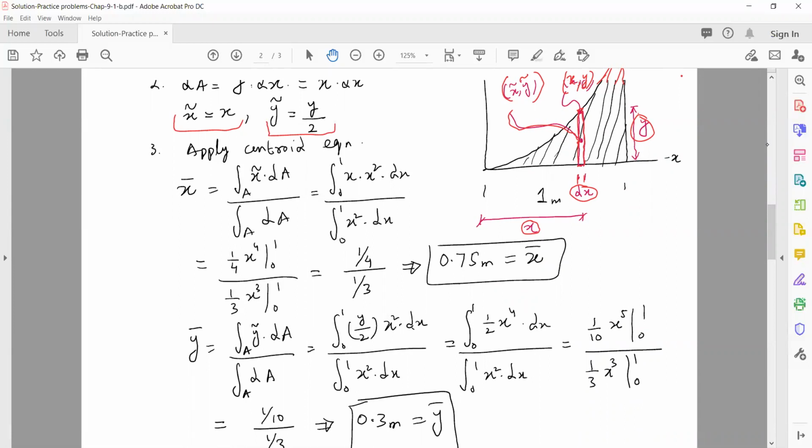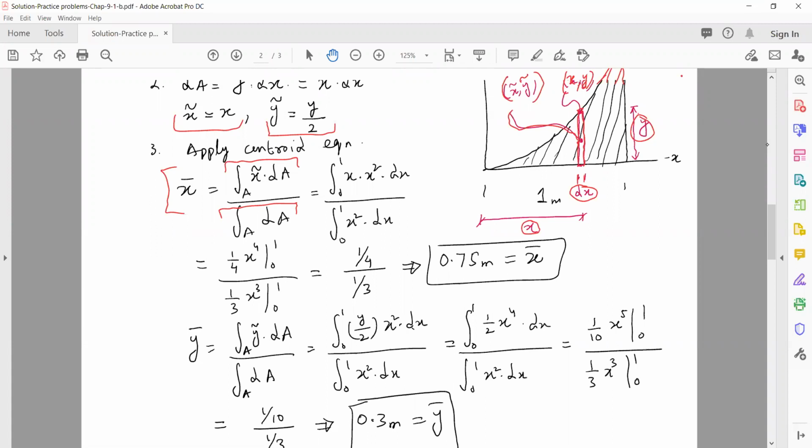We already know that. Okay. So now we can apply the centroid equation. What is the centroid equation? Let's apply it for x bar first. Find the x coordinate. We have the integral of x bar of the element times dA, and in the denominator we have the integral of dA, which is the area of the vertical element. Okay, so just put in the values.